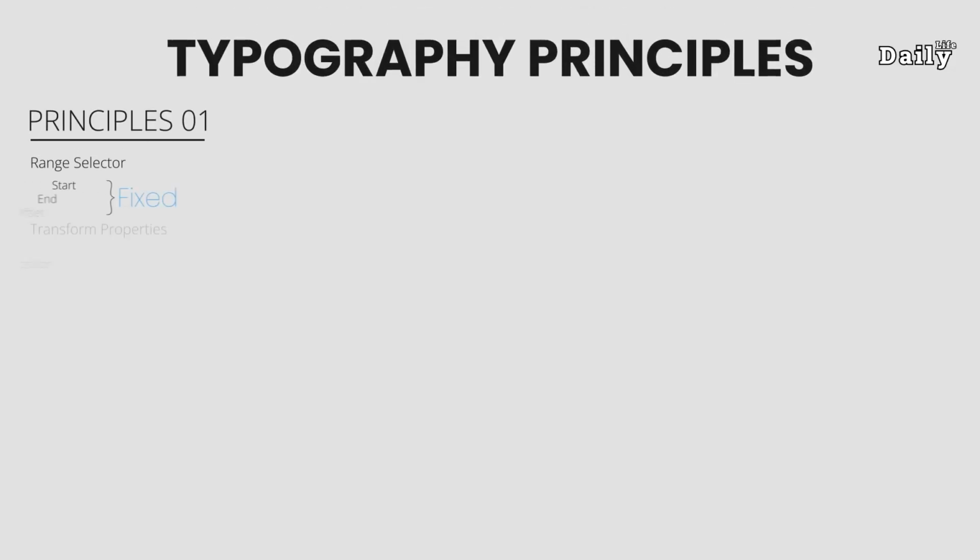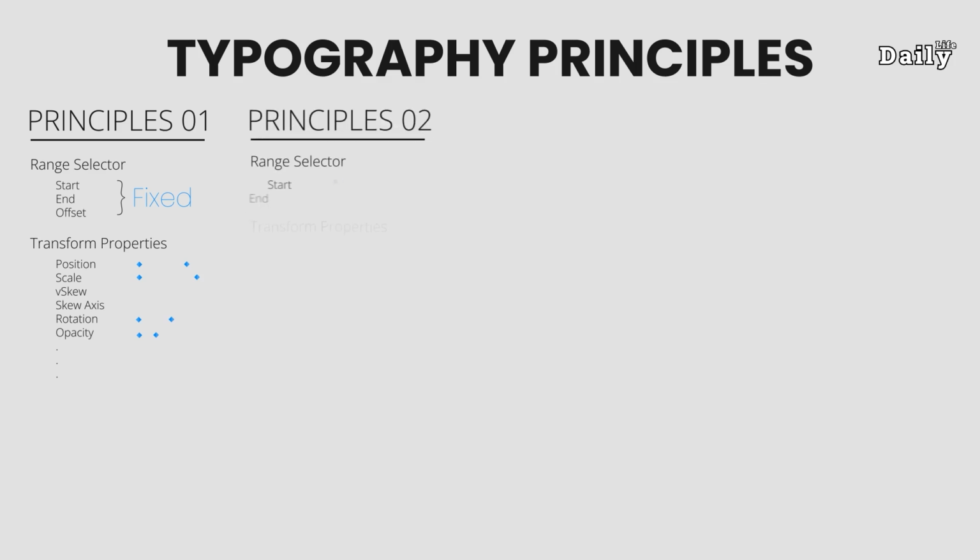In the previous episode, typography principle number 1, we explored the range selector tool and used animation properties to move a text block. Now let's dive into the second typography principle. The second principle: animated range selector with fixed properties.